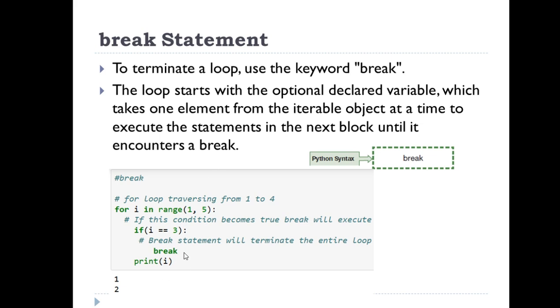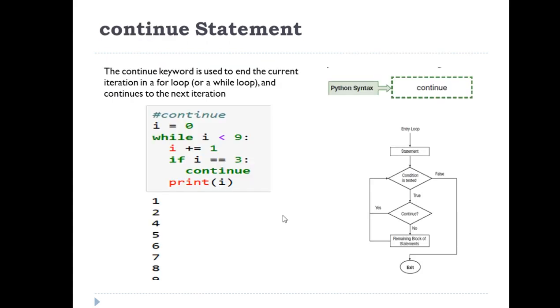Break will cause the exit from that loop. It will come out of the for loop, and now the control comes to the line after the loop. Now coming to the next one, continue. Continue is used to end the current iteration in a for loop or a while loop and continue to the next iteration. So what happens is, it will not completely come out of the loop, unlike the break. It will just come out of that current iteration, and again it will repeat the loop.